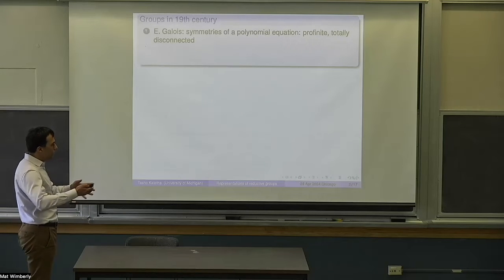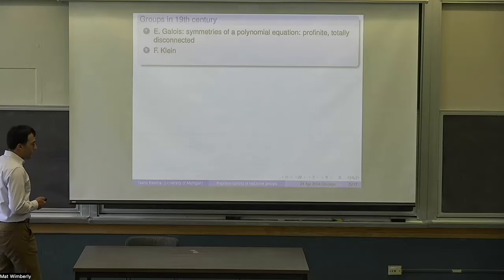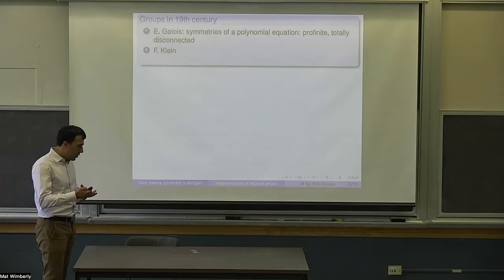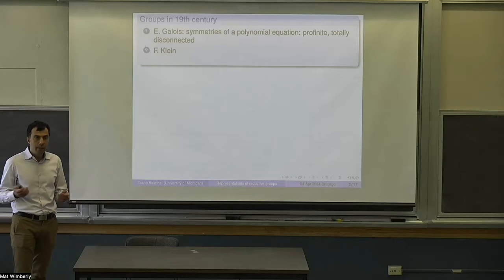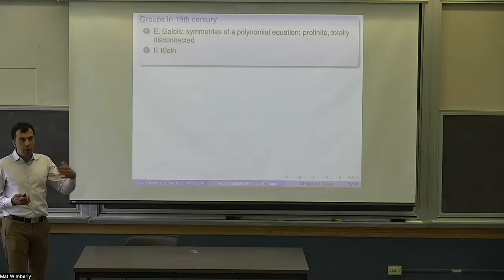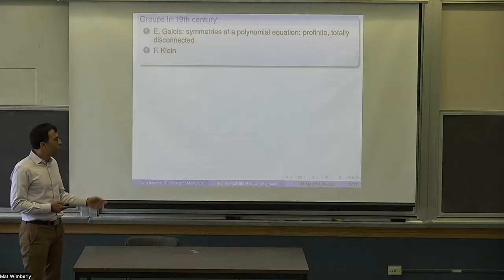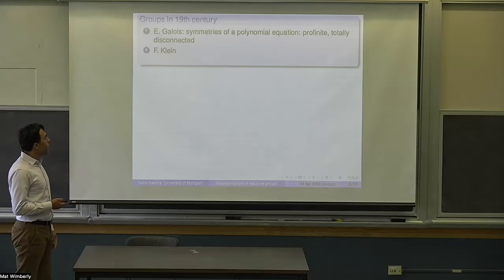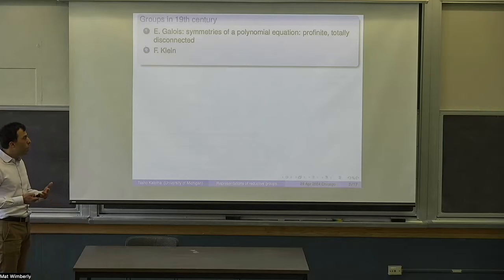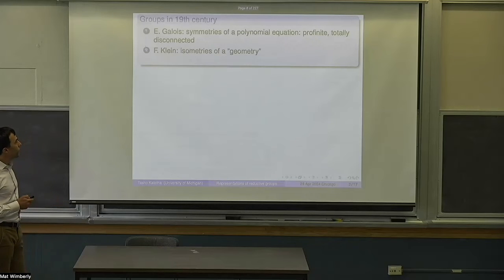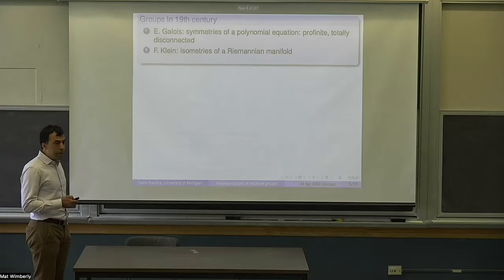And coming from a completely different perspective, Felix Klein was motivated to try and classify the various notions of geometry that were emerging at the time, going beyond Euclidean geometry, such as hyperbolic or spherical geometry. And his idea was to classify these geometries by considering the symmetries or isometries of such a geometry, which in modern language we would call a Riemannian manifold.